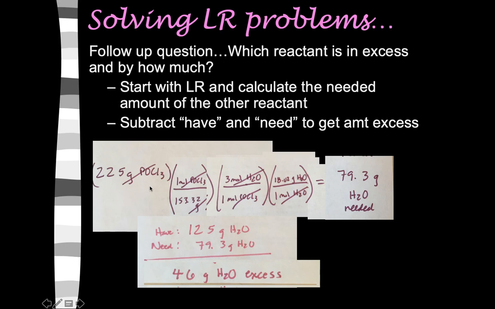So it's another stoic problem. Start with your LR given, switch over to grams of your other reactant so you can compare your have and your need to see how much was really excess. All right, so that's just a follow-up question we could be asked related to LR problems.